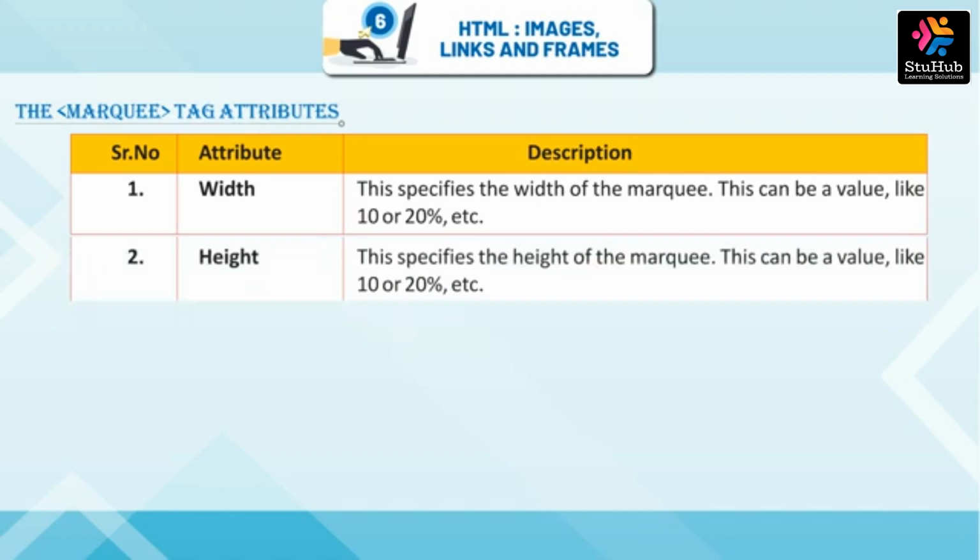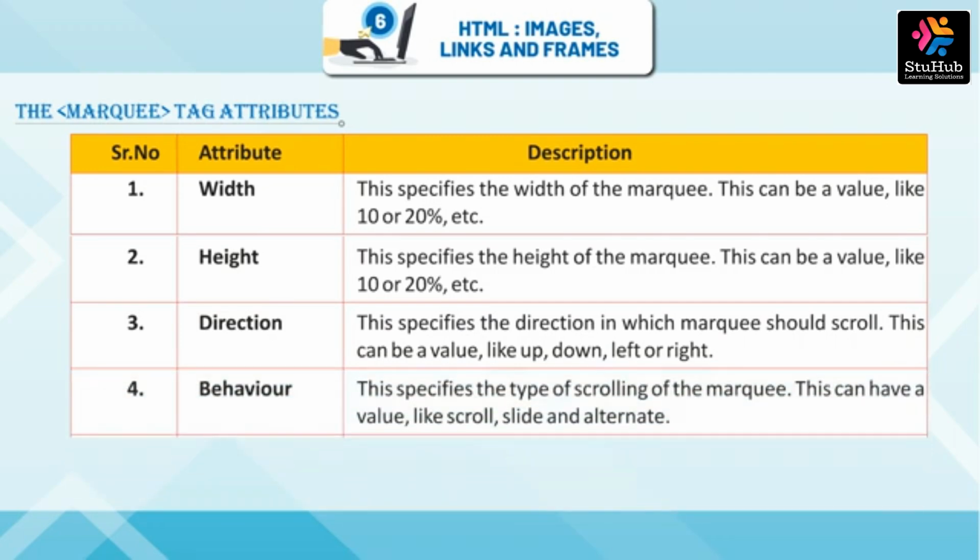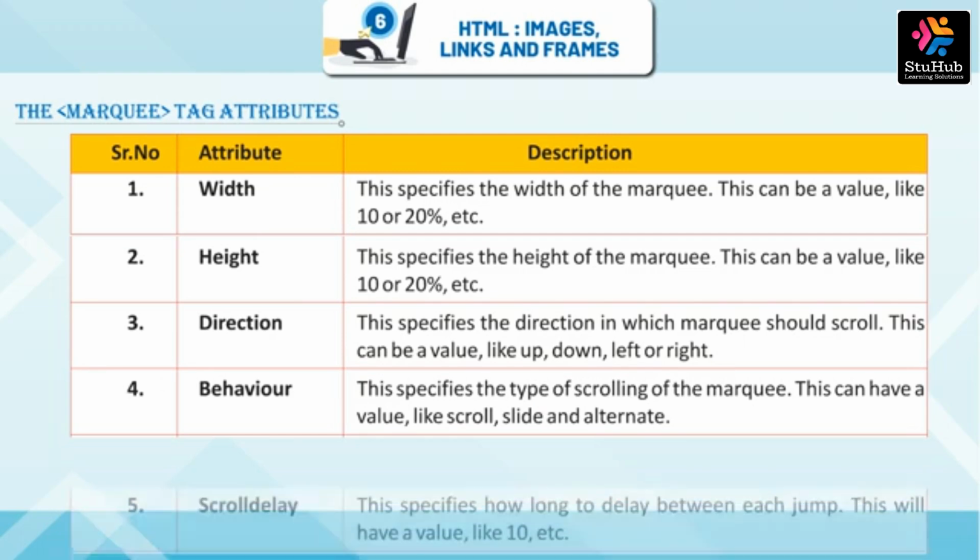2. Height. This specifies the height of the marquee. This can be a value like 10 or 20%, etc. 3. Direction. This specifies the direction in which the marquee should scroll. This can be a value like up, down, left or right. 4. Behavior. This specifies the type of scrolling of the marquee. This can have a value like scroll, slide and alternate.